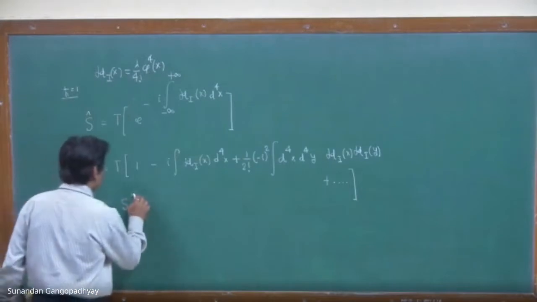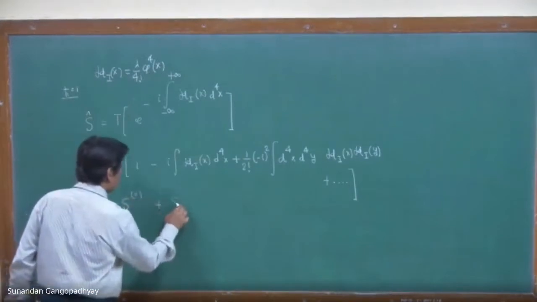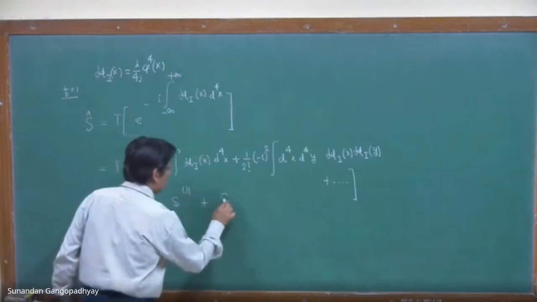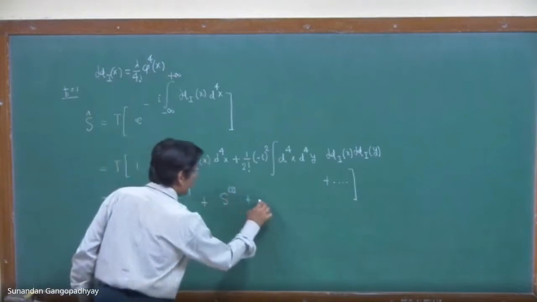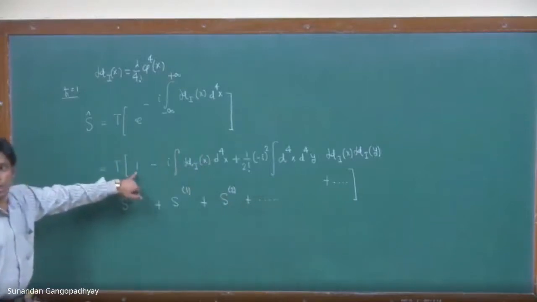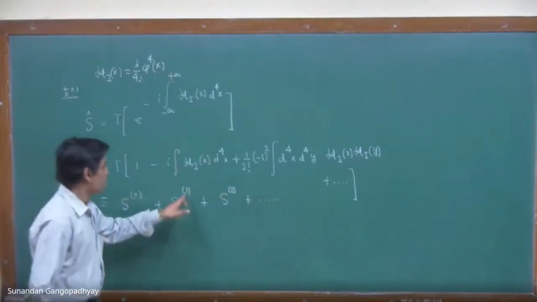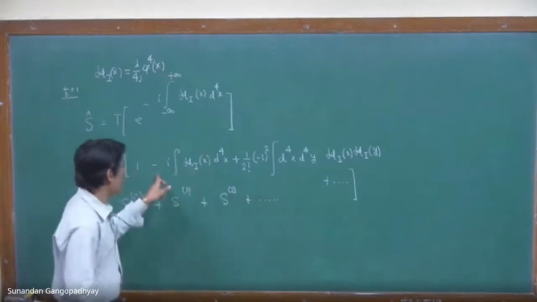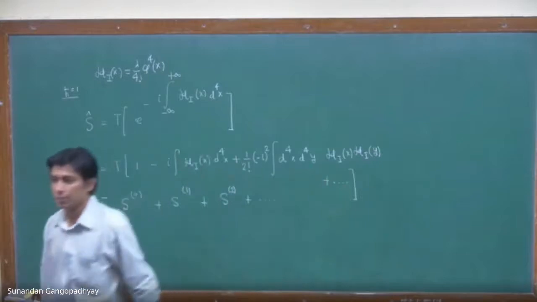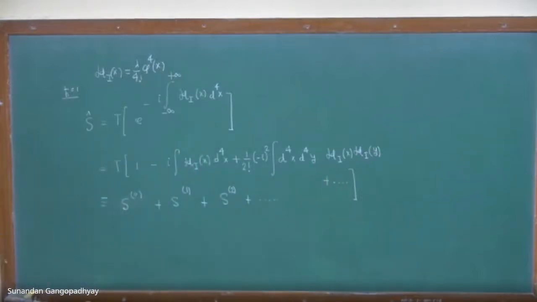This is the zeroth term, this is the identity. So I just write it in this form: S0, S1, S2 and so on. S0 denotes this identity. S1 denotes this term, the time ordered product of this term. S2 denotes this term, and so on. So this is the expansion of this S matrix.